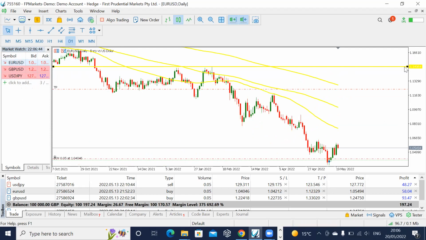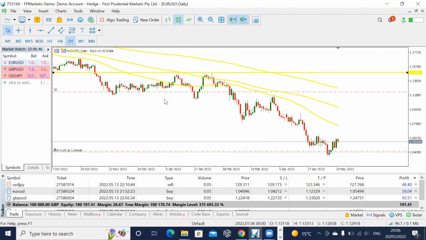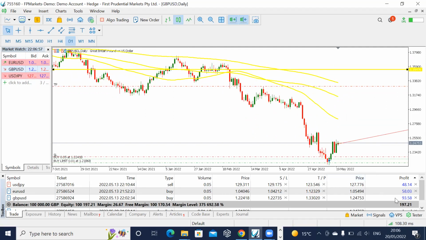If you look at the GBP Euro USD, I'm looking for my profit up to where it was previously, or I could even look for there. But what I've done is moved it to break even. At the moment, let's look at the GBP USD. That one is up, say, £93.